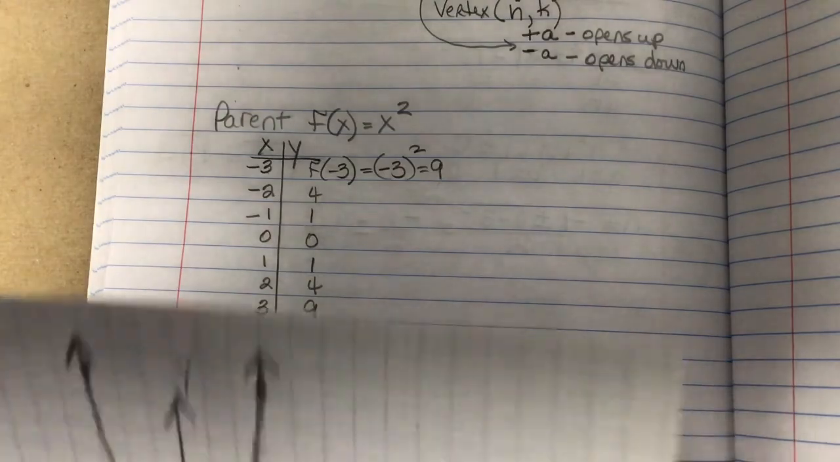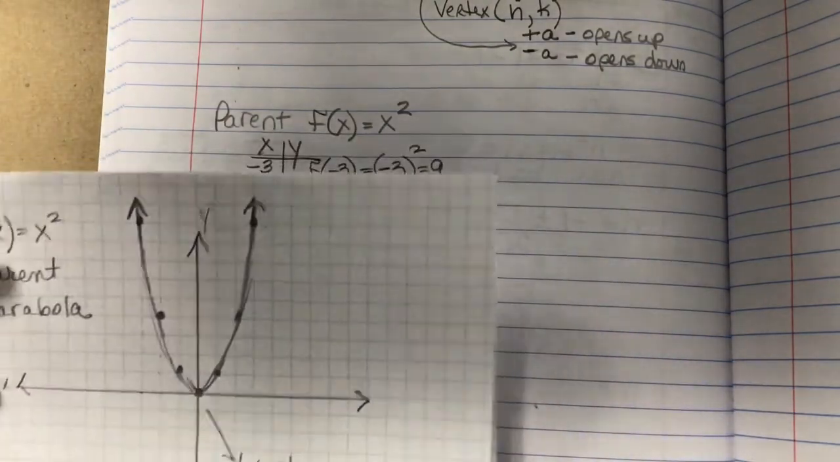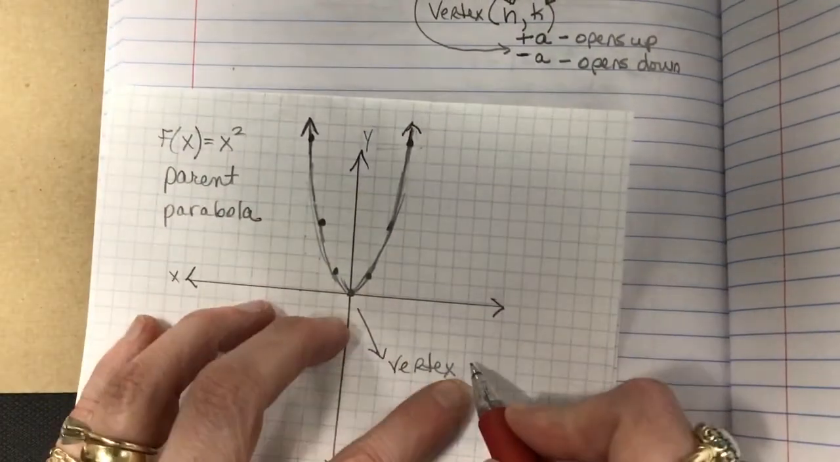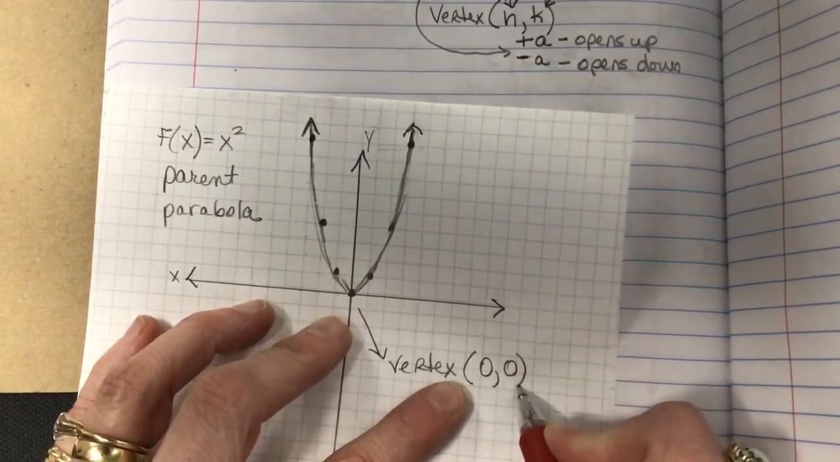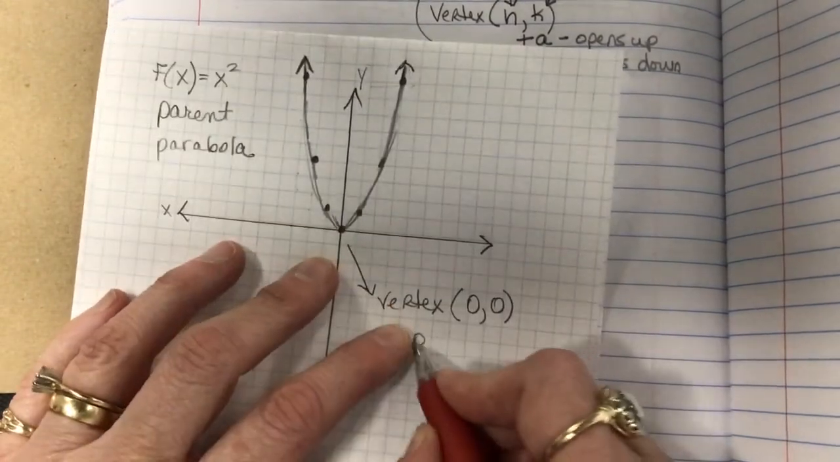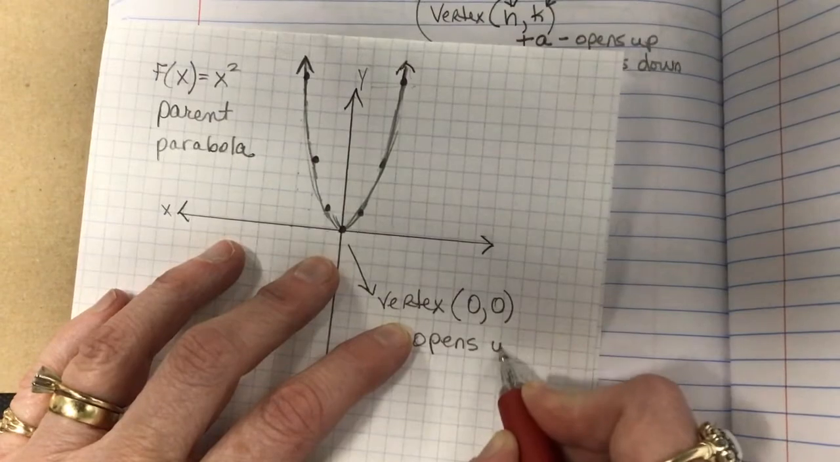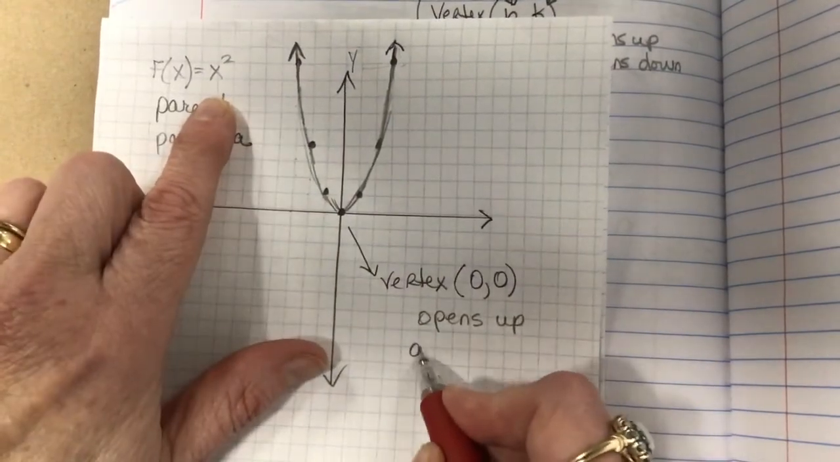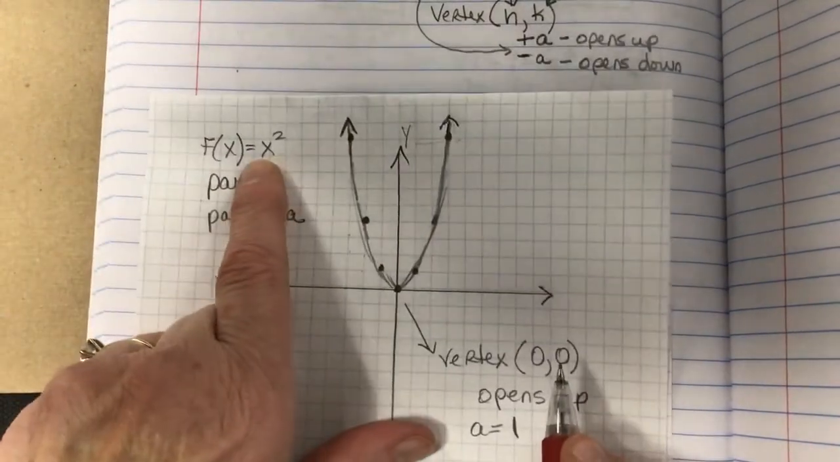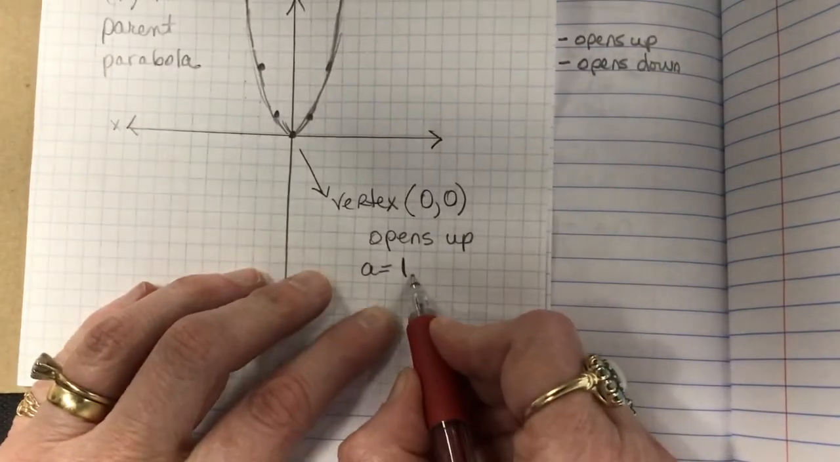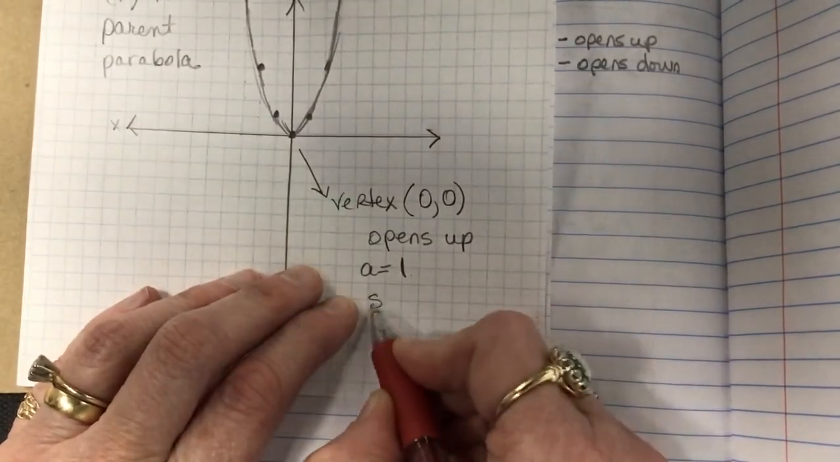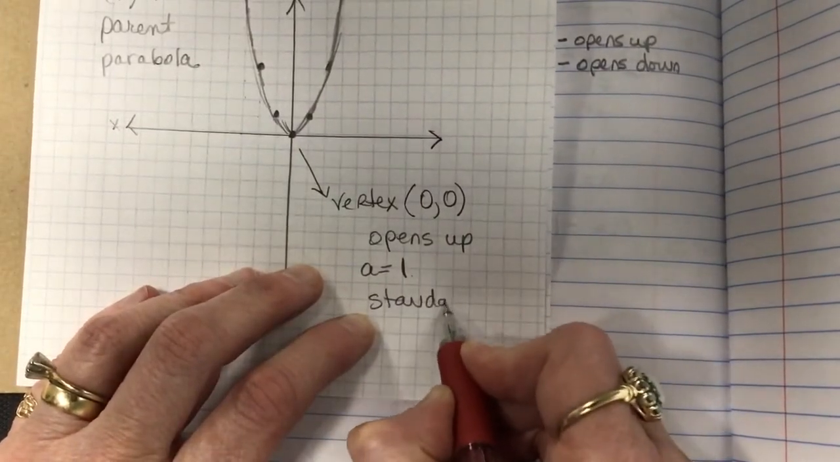Got it? Okay. So on this one, on the parent, the vertex is 0, 0. It opens up because you notice a was 1. See, a was 1 in front of x squared. It opened up, a was 1, and it's called standard size.